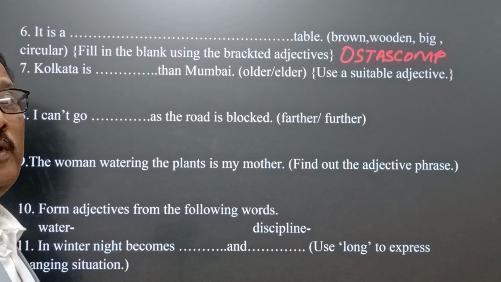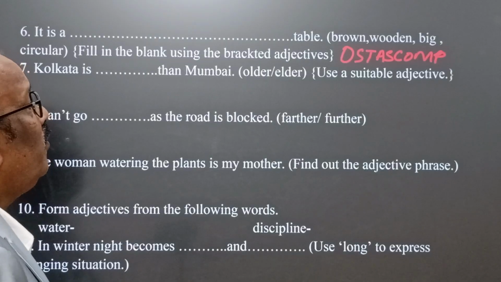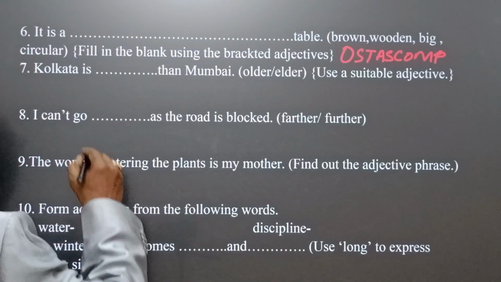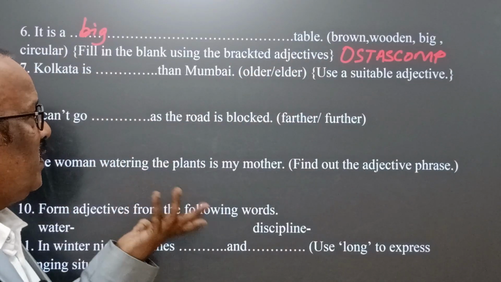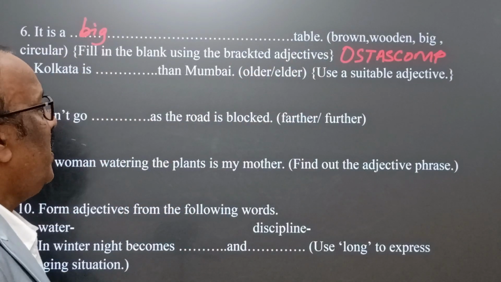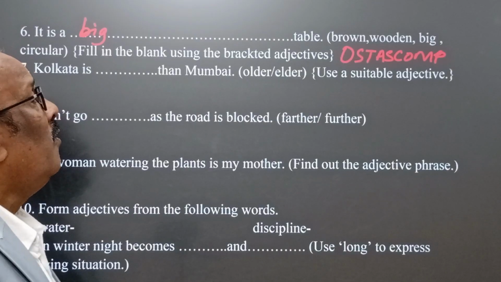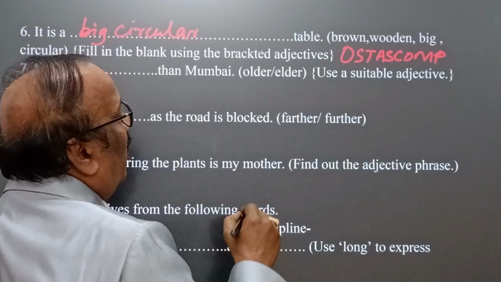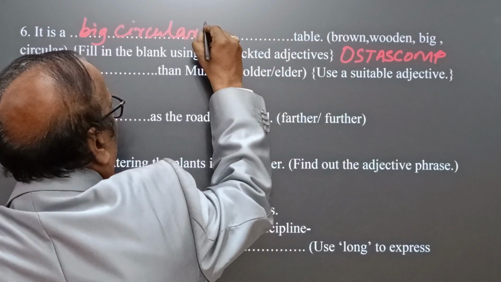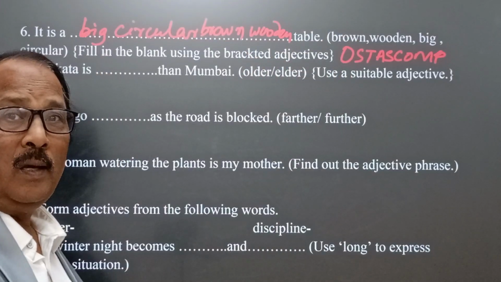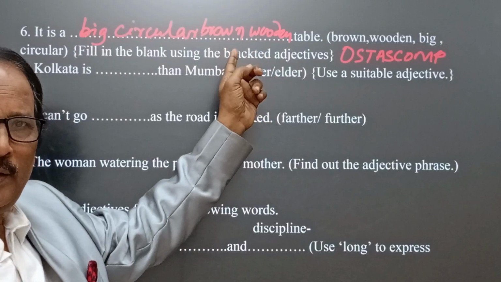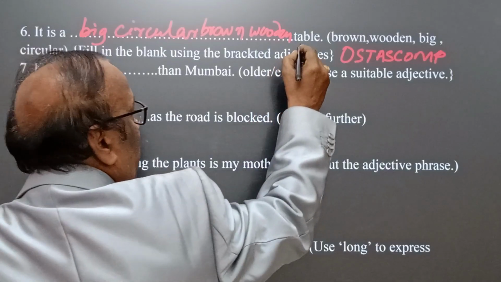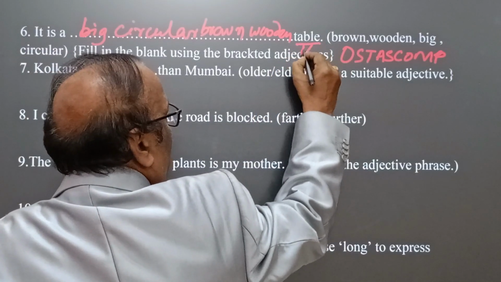As opinion adjective is absent, then we have to go for size. Size is big. Then a temperature is absent, age is absent, then we have to go for shape. Shape adjective is circular. Color adjective is here brown. Wooden is the material. Yes, we have written them now in order to qualify the head noun. Here table is the head noun.